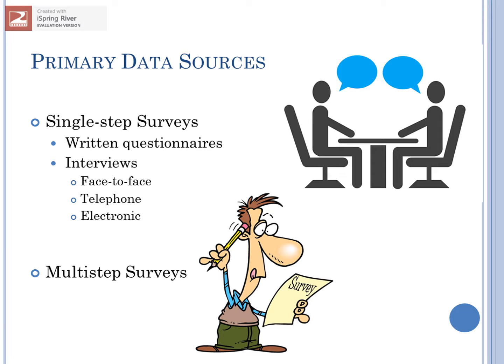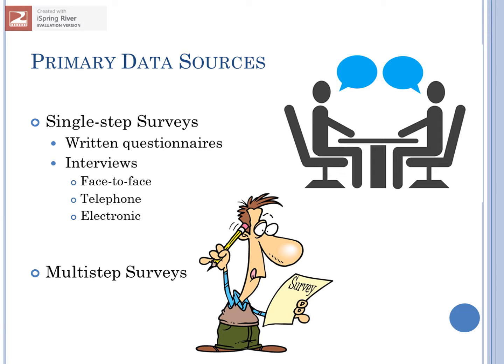There are many different methods that can be used to collect primary data. We are going to discuss some of the most commonly used primary data sources for planning health promotion programs. The first source we will discuss is known as single-step surveys. These are means of gathering primary data from individuals or groups with one single contact. Often these are in the form of written questionnaires and interviews.